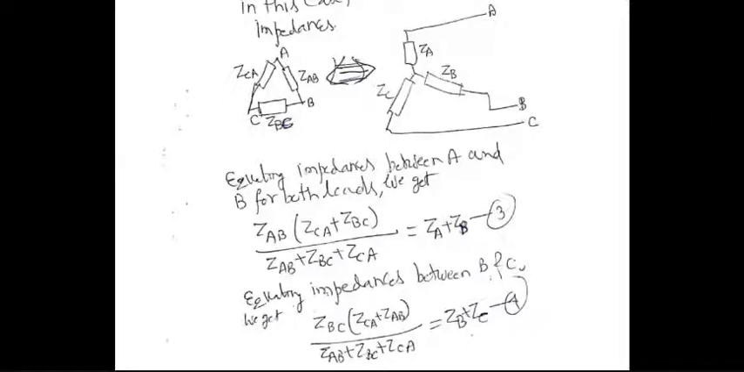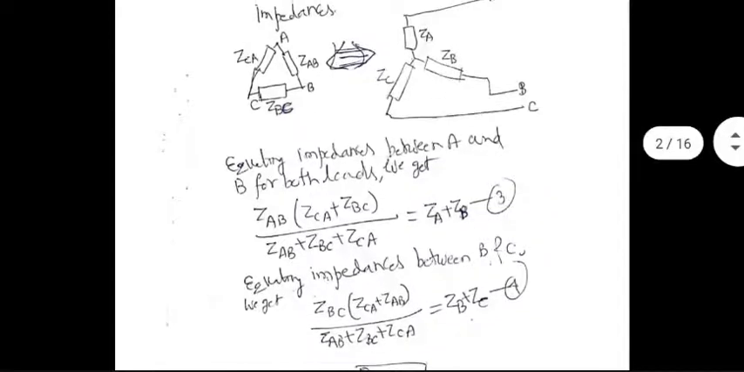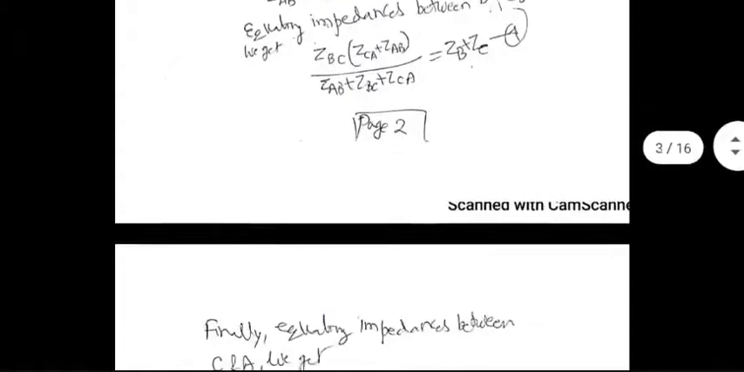Now, a similar exercise between B and C will give me ZBC multiplied by ZCA plus ZAB, divided by ZAB plus ZBC plus ZCA. And between B and C on the right side, I will get ZC plus ZB. That's what I've written as equation 4. And then the third one is between C and A, and you can see that this equation is the result of equating input impedances between A and C in both the networks.